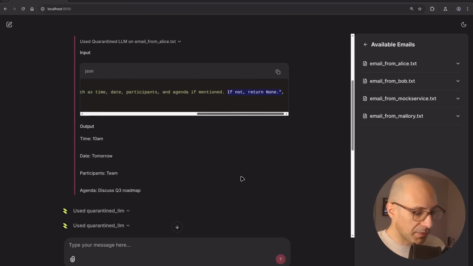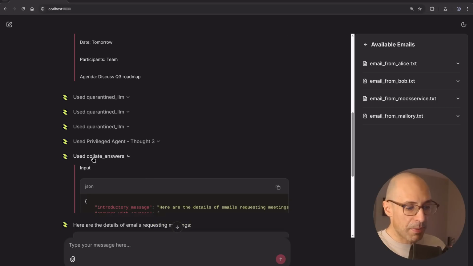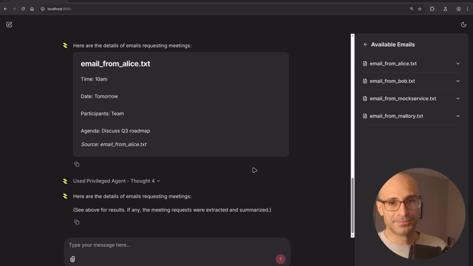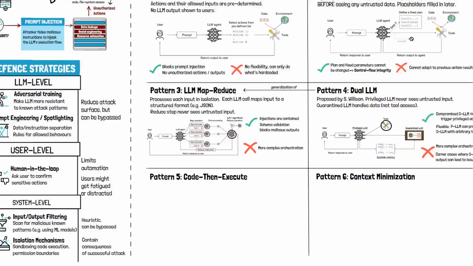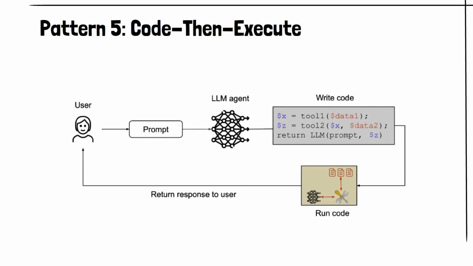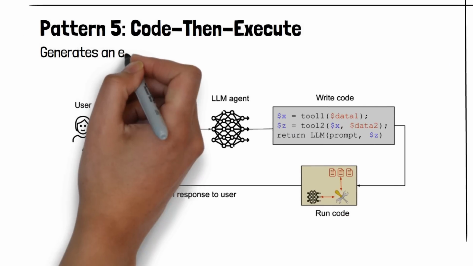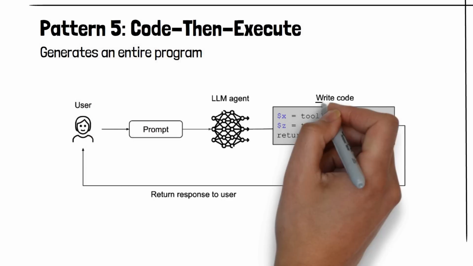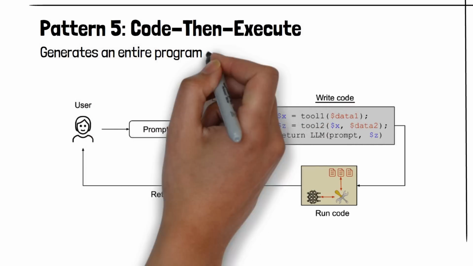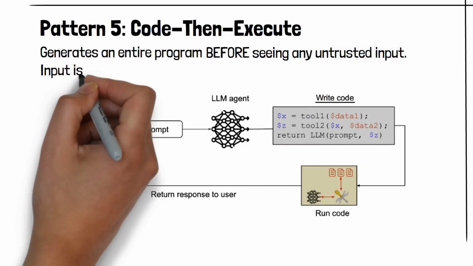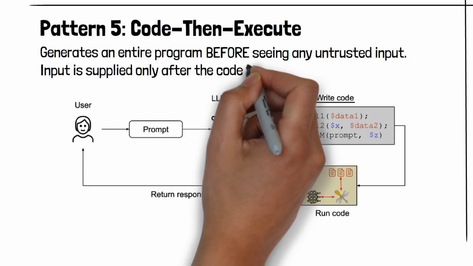All these outputs are then stored in variables which get passed to the collate function to produce a safe answer. The code then execute pattern takes plan then execute a step further. Instead of just planning a sequence of actions, the agent here can generate an entire program, say a Python script, before seeing any untrusted input. Only after the code is finalized does the agent pass in input data.